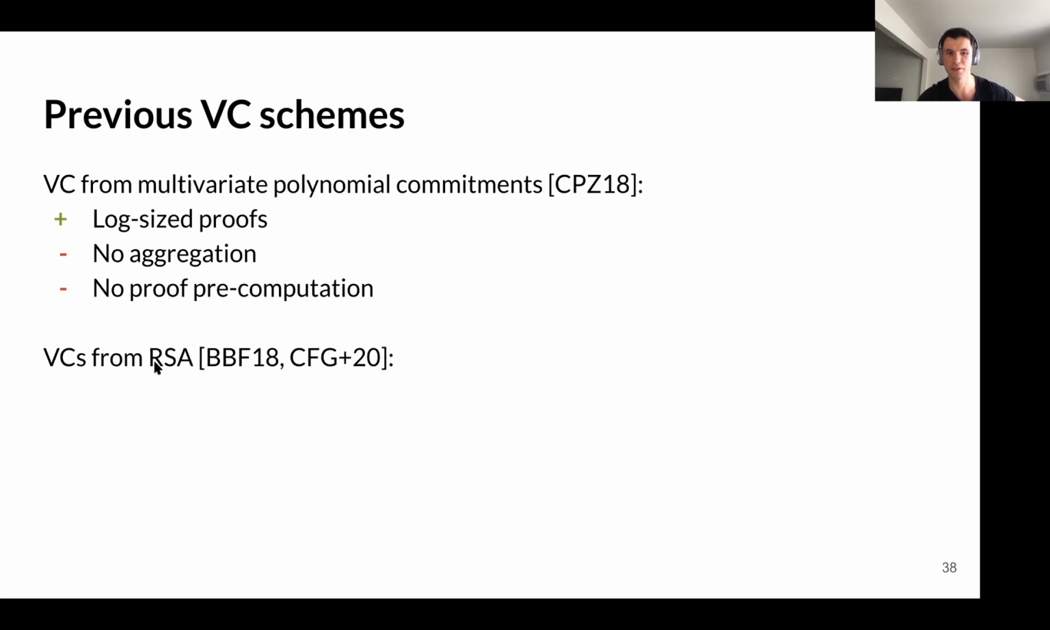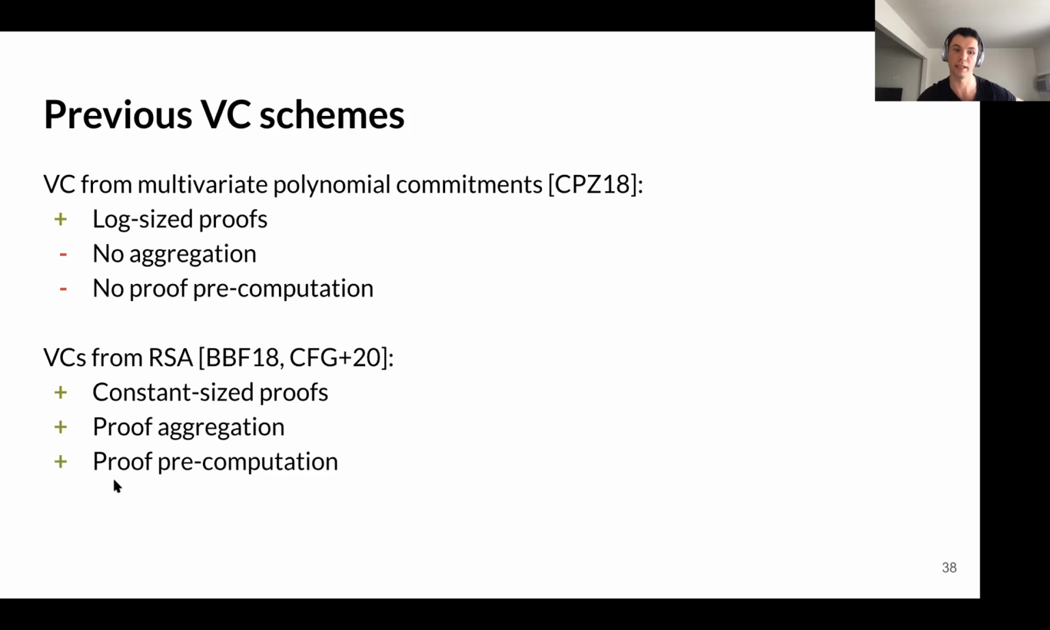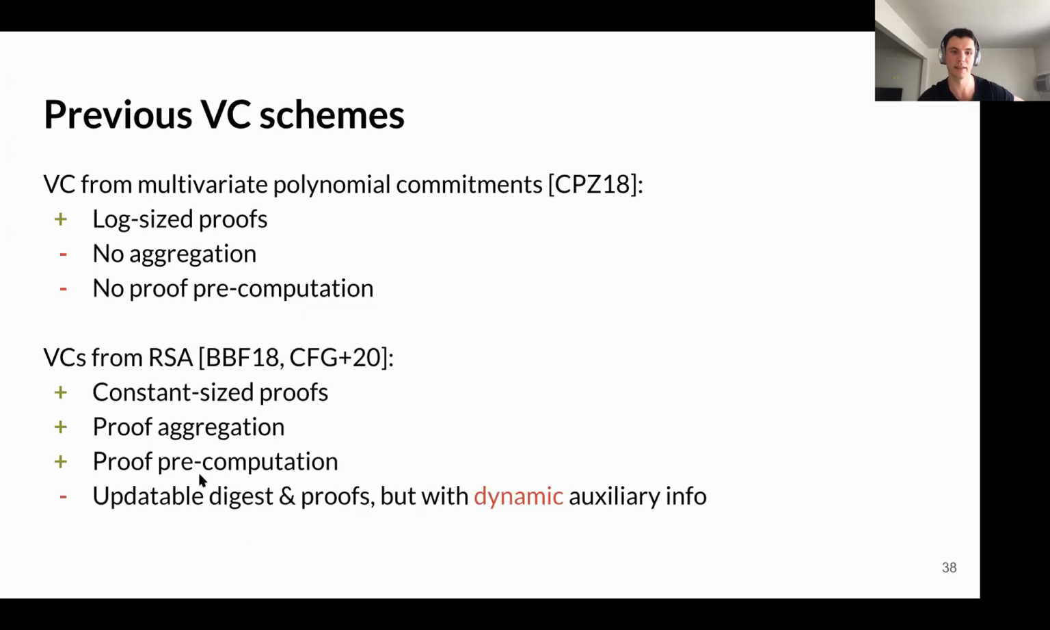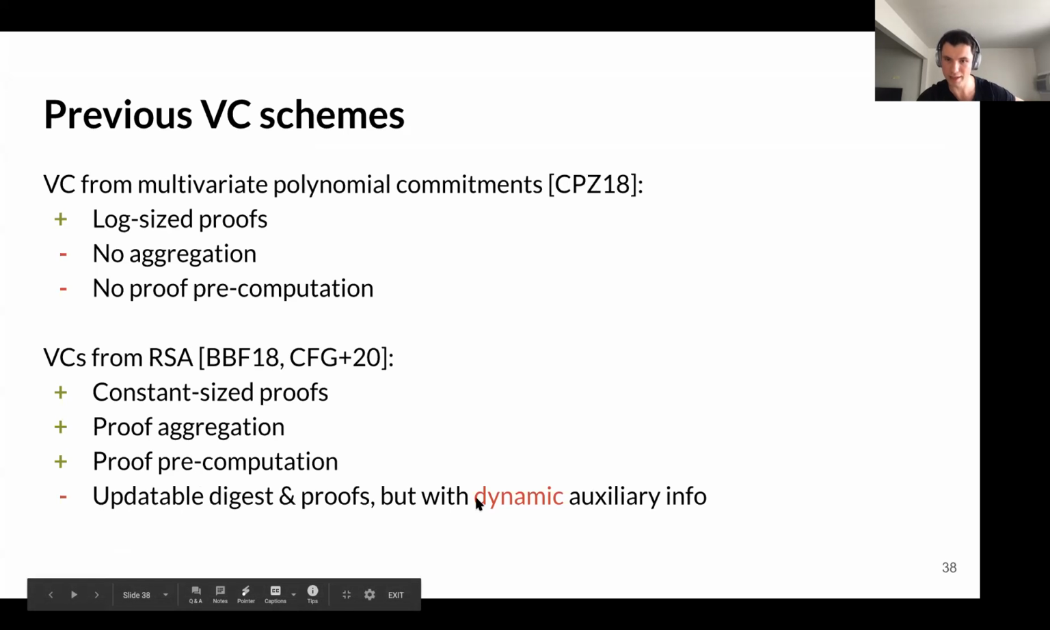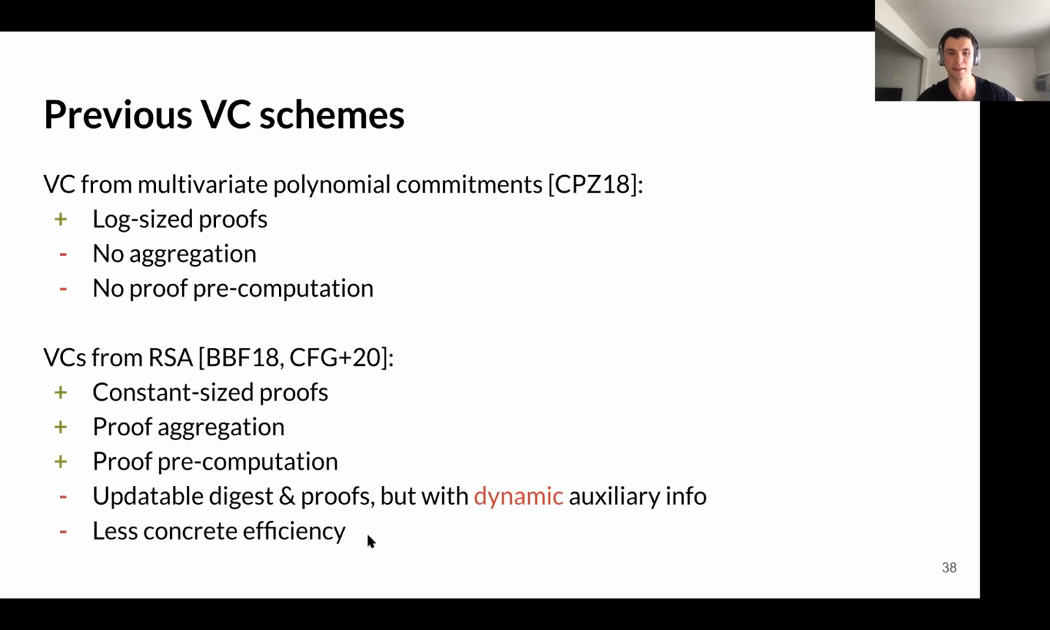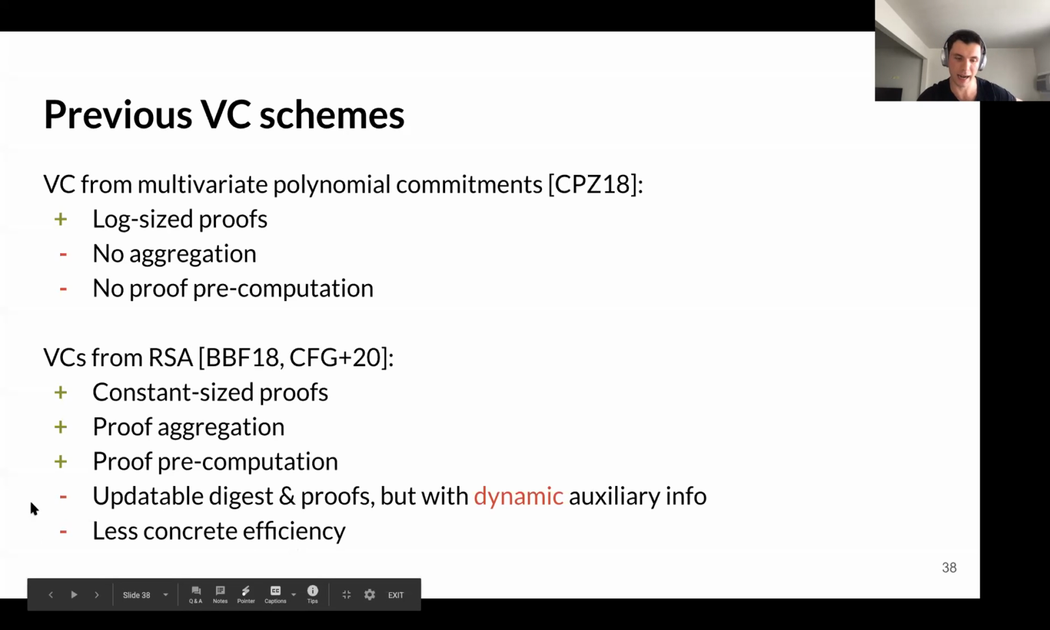And there's a bunch of VCs from RSA assumptions that have constant size proofs, and they support proof aggregation and they support proof precomputation. So they kind of meet all of our requirements, but some of these schemes require this dynamic auxiliary info to do the updates. And some don't, but either way, they are less concretely efficient than we want them to be because they use RSA groups, proofs are big, exponentiations are more expensive. So the question is, can we improve on the state of the art?